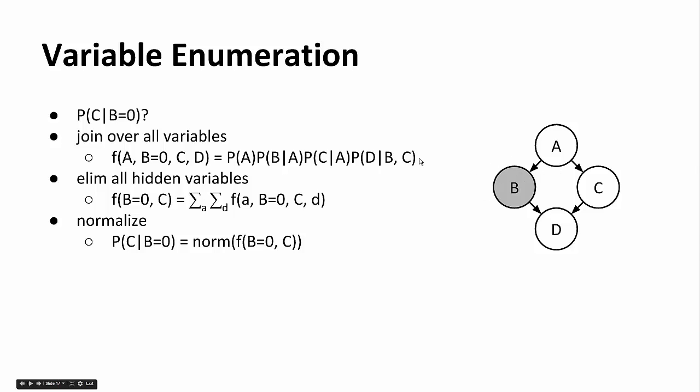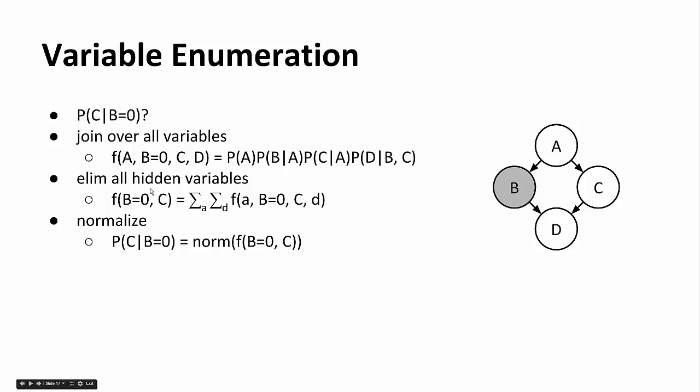For variable enumeration, we're going to have basically three steps. In the first step, we'll join over all of the variables, so we're going to be combining all of the probability tables into one huge joint probability table. Then we're going to eliminate all of the hidden variables. By the way, a hidden variable refers basically to any variable that's not evidence or query. So any variable that doesn't appear in our query is a hidden variable.